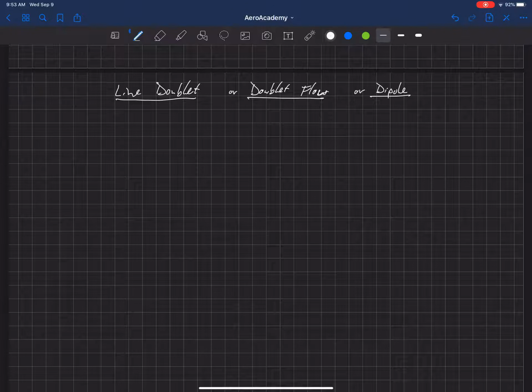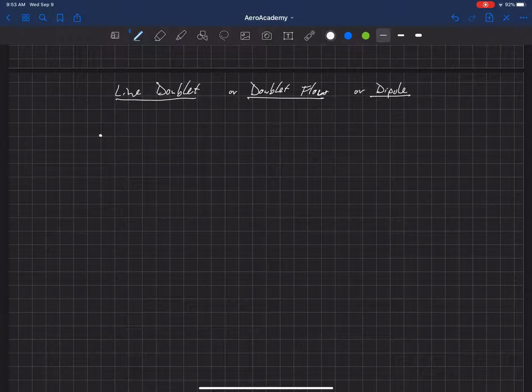We're now going to learn about another potential flow element that is commonly used. It's actually the combination of two other potential flow elements, and this is called a line doublet or doublet flow, or I've also heard it referred to as a dipole.